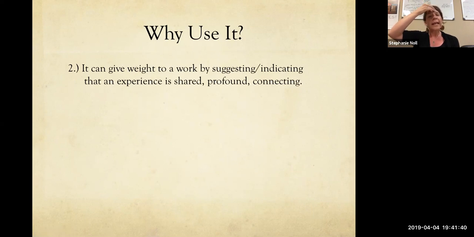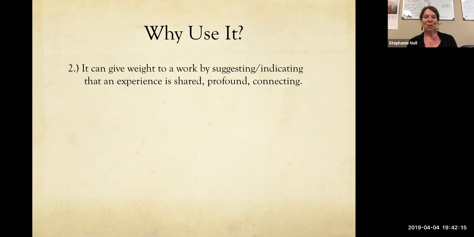It can give weight to a work by suggesting or indicating that this experience is profound, right? One of the examples that I'm going to share is from Mary Karr's second memoir, Cherry. She does not write the entire memoir from the second person point of view. In fact, it's maybe two or three places in the whole work, chapters that are in the second person. The one that I shared with you all is when she gets called to the principal's office, in late middle school, maybe early high school.